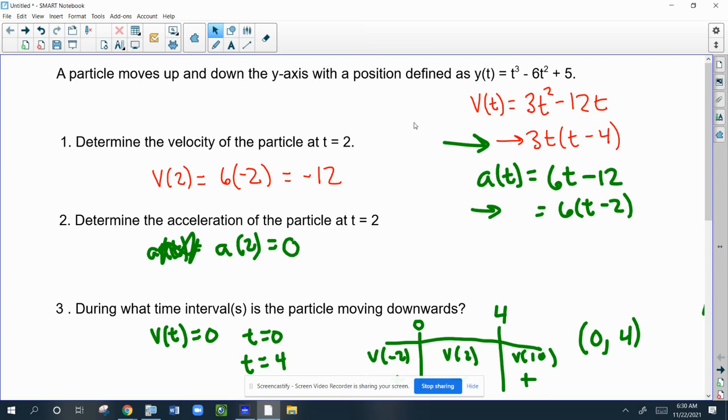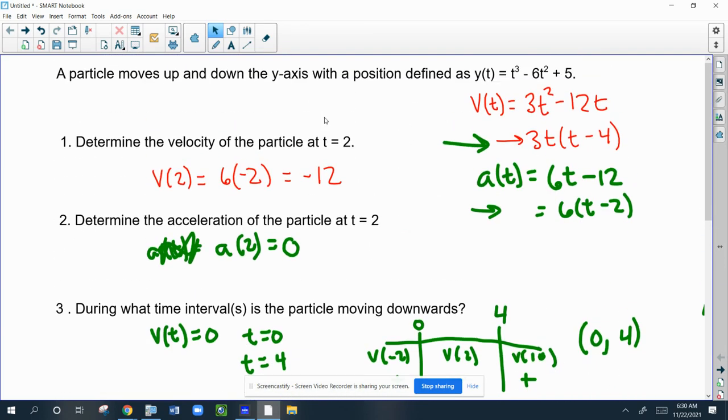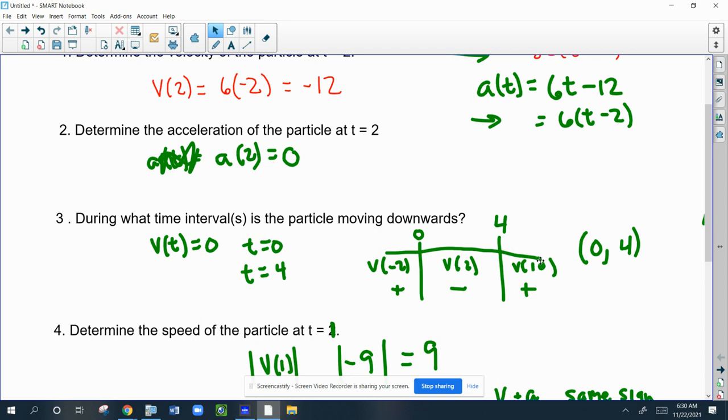This is part two of the linear motion video. We did this in the last video. We're given a particle moving up and down the x-axis with this position. We determined its velocity and acceleration, and we mapped out its velocity, moving in the positive direction, negative direction, and positive direction. So in this video, we're going to talk about distance.